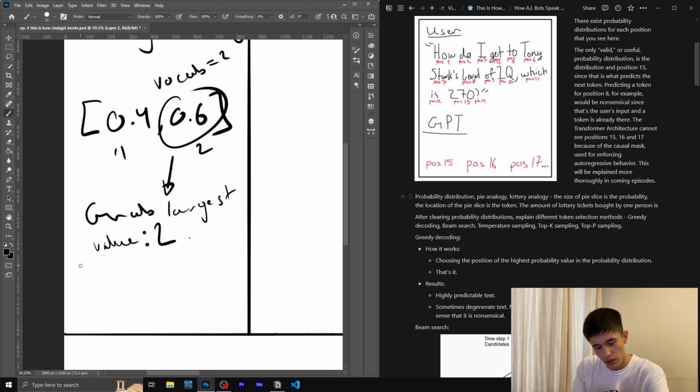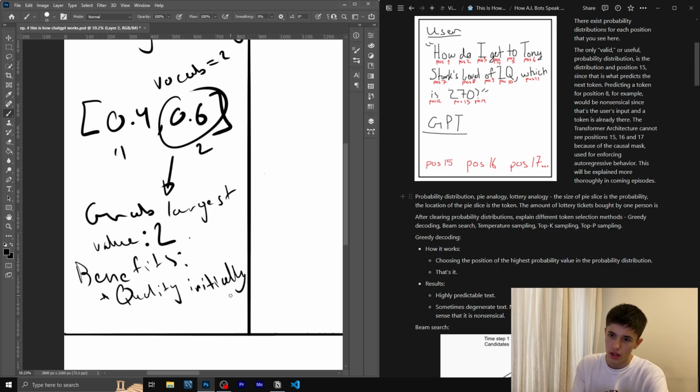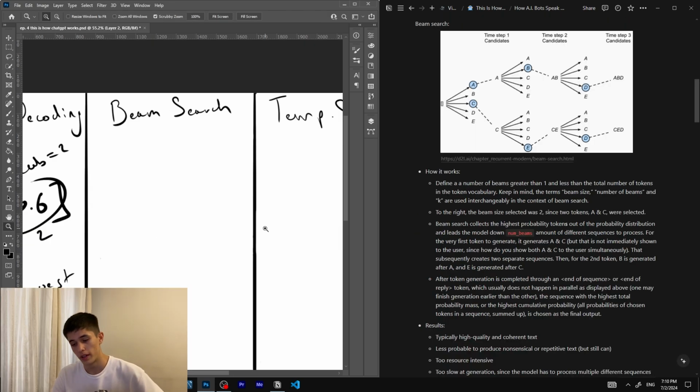So, limitations and benefits. The benefit is that it can be quality sometimes, quality initially, but then it degrades over time. It degrades, and it's predictable.